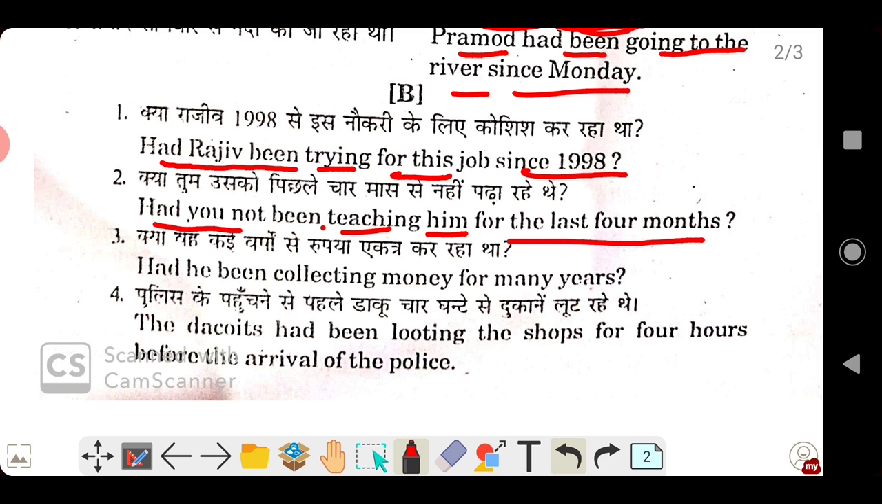Okay, and that will be awesome. Okay, so now back to the sentence. Had you not been teaching him for the last 4 months?